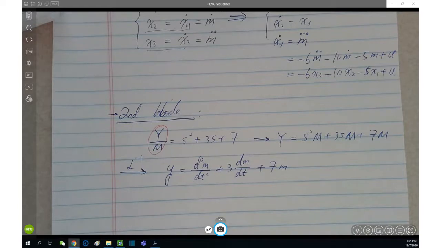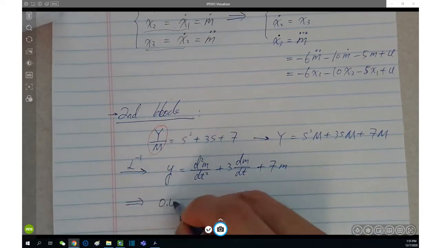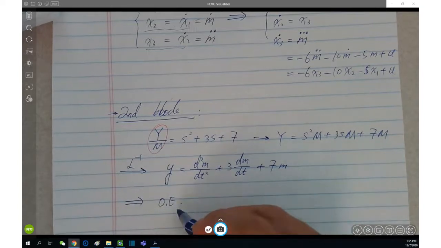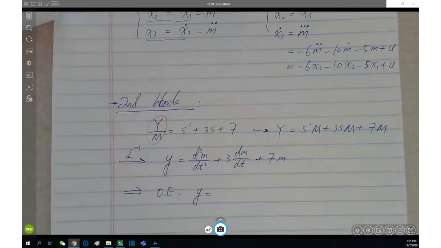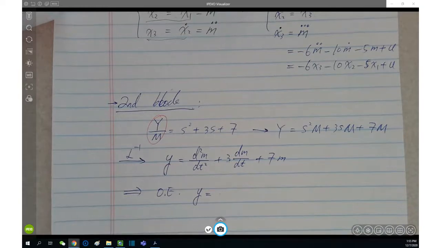This is the raw equation, which gives us the output equation. How to rewrite this raw differential equation into the output equation? Once again, the left-hand side is y, the output itself, equals what? State variable x and/or u, right? How to do this?